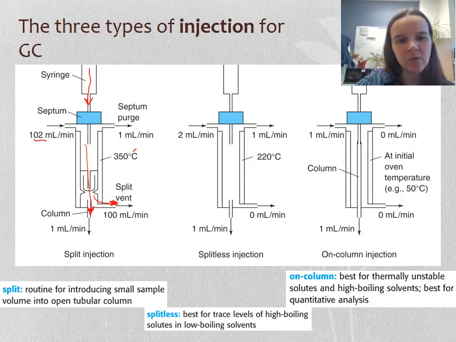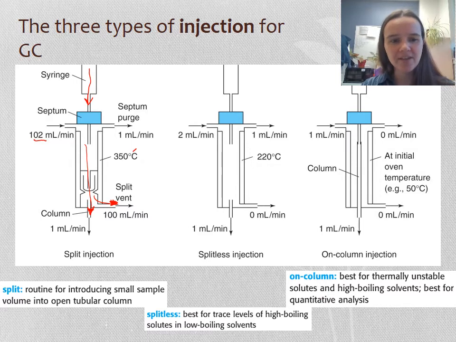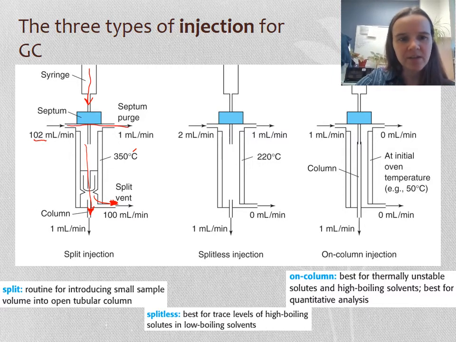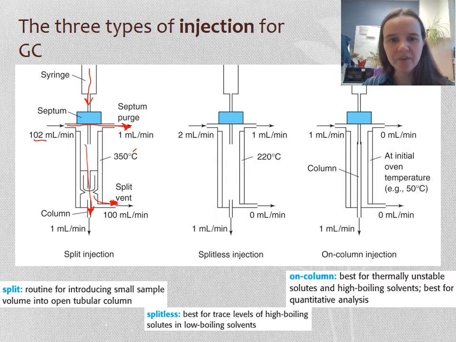So what you're doing is you're wasting part of your sample. 100 out of 102 pieces here is going away. It's actually pretty routine to do this because you want low concentrations on your GC column. And if you have an open tubular column, it's pretty routine to use this. You'll also notice a little bit of it is just going sideways under the septum to purge out any gases that might be leaking through.